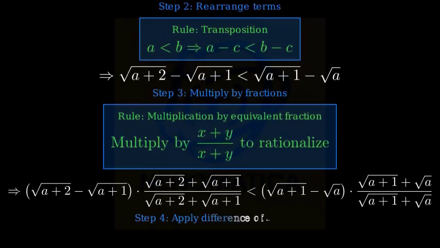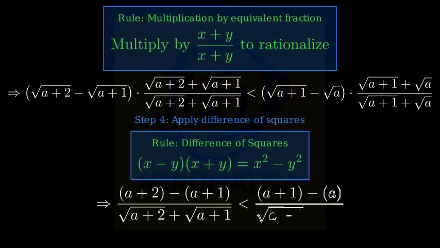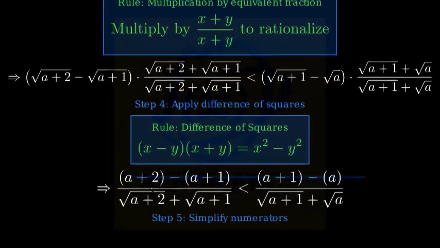For step 4, we'll apply the difference of squares formula. We know that the product of the difference and sum of the same terms equals the difference of their squares. So on the left side, we get a plus 2 minus a plus 1 over square root of a plus 2 plus square root of a plus 1. Similarly, on the right side, we get a plus 1 minus a over square root of a plus 1 plus square root of a. In step 5, we'll simplify the numerators.